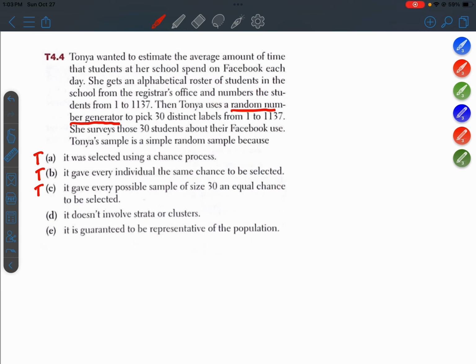Okay. D, it doesn't involve strata or clusters. This is also a true statement. Okay, a simple random sample does not separate the population into heterogeneous groups or homogeneous groups prior to selecting.